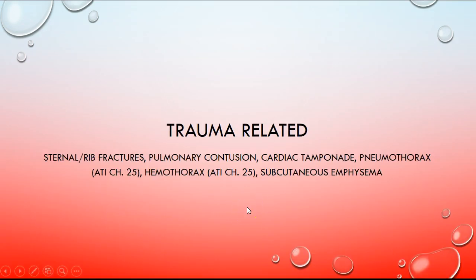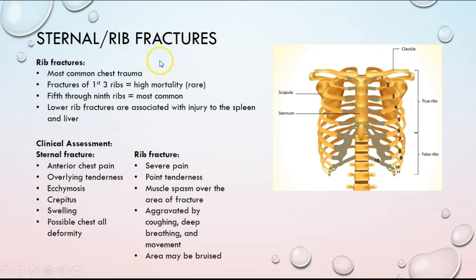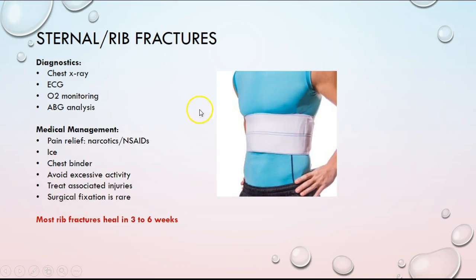Trauma-related, you don't need to know a whole lot about these, but just make sure you understand, if you ever hear the terminology, what it is. So rib fractures, obviously, is going to be a fracture of the rib. Typically, in terms of management, it's not going to be surgical, but just to show you some of the different signs and symptoms. Diagnostics, a lot of times there's going to be pain. There's no surgical intervention. Most times they heal in 3 to 6 weeks. It's just going to be a matter of managing it.